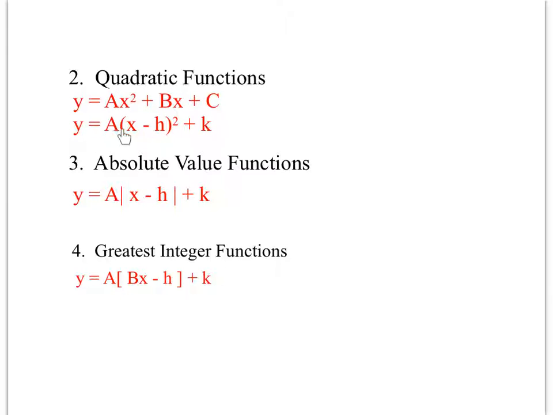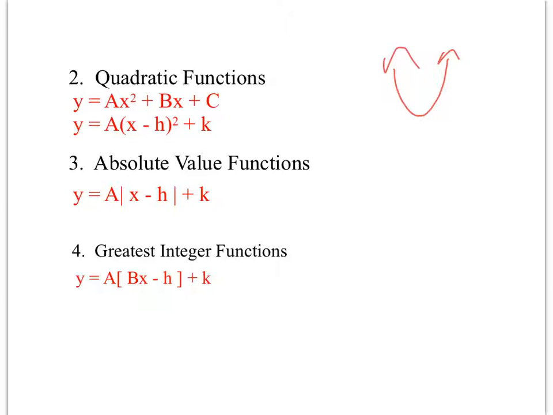Quadratic functions in vertex form is in the form y equals a times x minus h squared plus k. Our next unit, unit 2, is all going to be about quadratic functions, but you need to know right now when you graph a quadratic function, it makes a parabola. I think you probably know that.